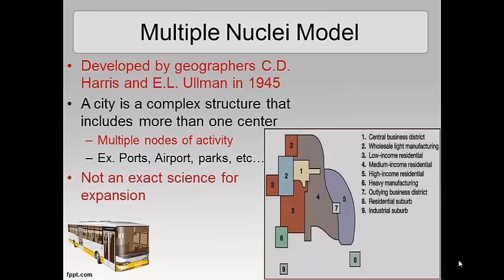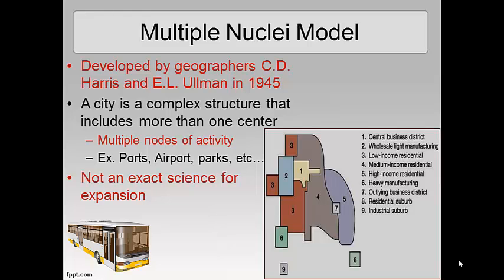All right, and our third model here is the multiple nuclei model, which was developed by geographers C.D. Harris and E.L. Ullman in 1945. They stated that a city is a very complex structure that includes more than one center. So there's not really the CBD and then everything zooms out from it. It is the CBD as well as other nodes of activity that include ports, airports, parks, manufacturing centers, and residential areas. These are all different nodes of activity.